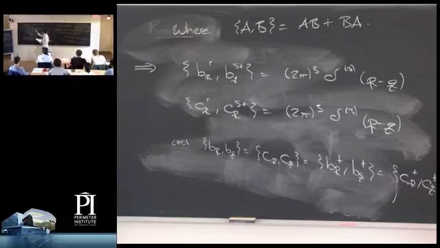Okay, notice that there's no minus sign here. The B's and the C's are on the same footing. Again, it's a tedious calculation. We can now go through and compute the Hamiltonian.